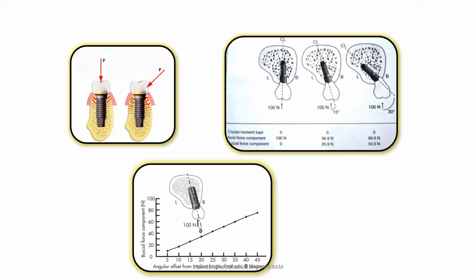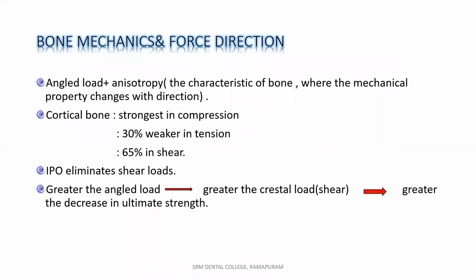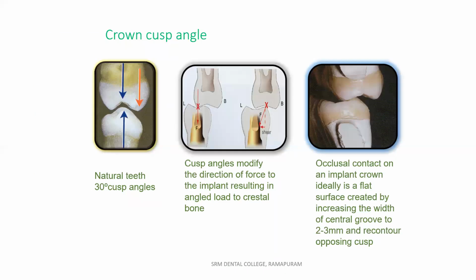As you can see in the first image, the forces are generally to be directed perpendicular to the implant body and not as lateral loading. The lateral loading will cause more tension, that is, shear stress, especially around the crest of the ridge. The cortical bone is generally strongest during compressive loading and 30% weaker in tension forces. So the implant protected occlusion will eliminate shear loading. The greater the angle of load, the greater the shear loading in the crestal area, which will ultimately decrease the ultimate strength.